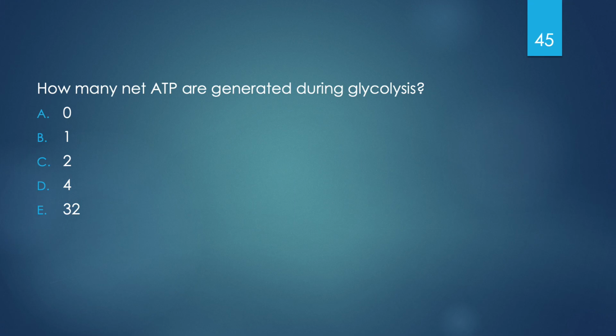We're looking at net, right? Now we know we have to spend ATP in order to get ATP, but in the end, the final result is that we will only have 2 ATP generated net. So the answer is C, 2.